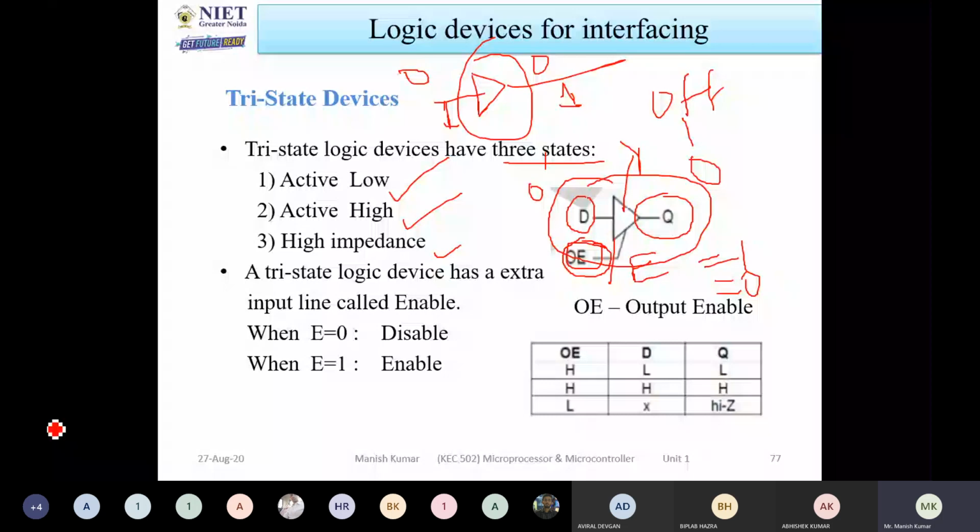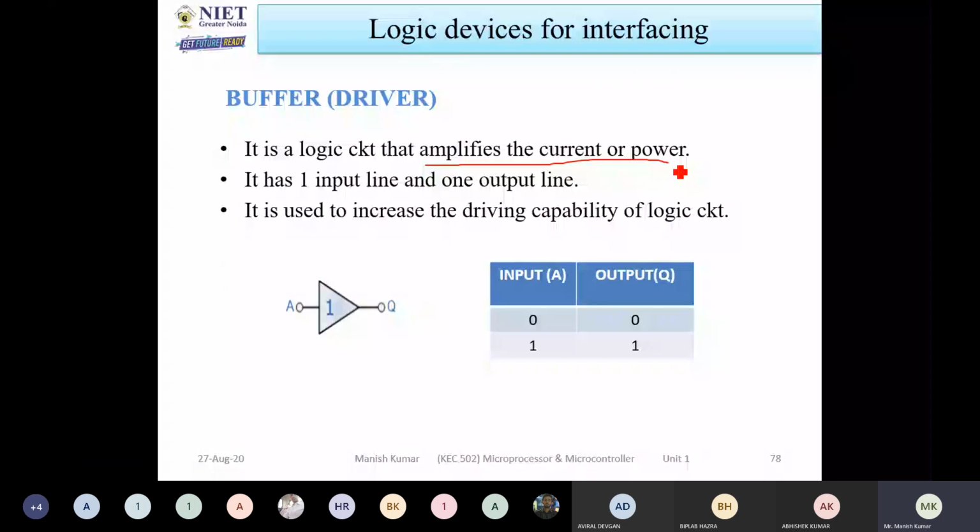Next is buffer. The buffer is a logic circuit that amplifies the current or power. It has one input line and one output line. It is used to increase the driving capability of a logic circuit.